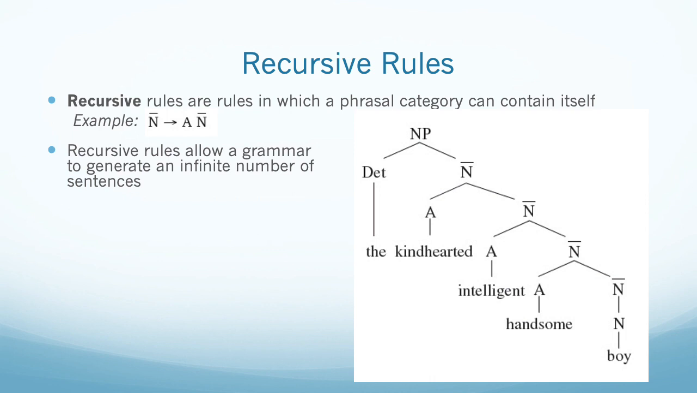So I talked about how that bar level allows us to insert additional items that we might want, more specifiers or more complements, and we really use that a lot because many of the sentences that we say are actually pretty long. We use a lot of descriptors, lots of adjectives. So we need to be able to have some way to insert those.